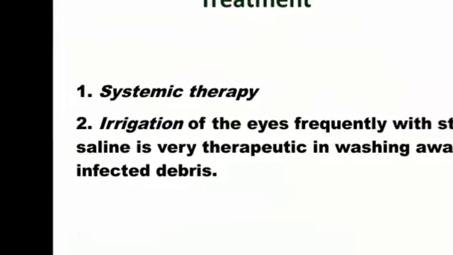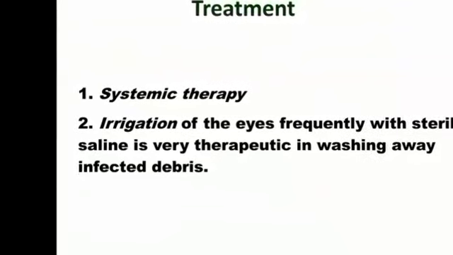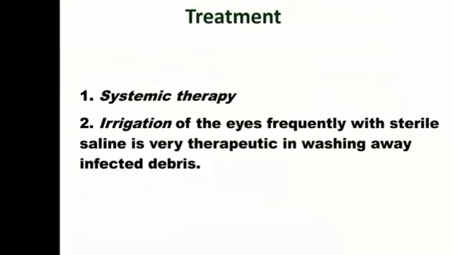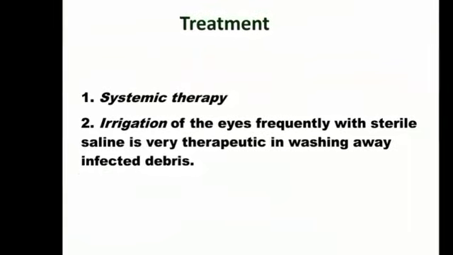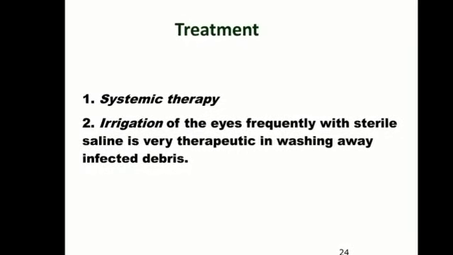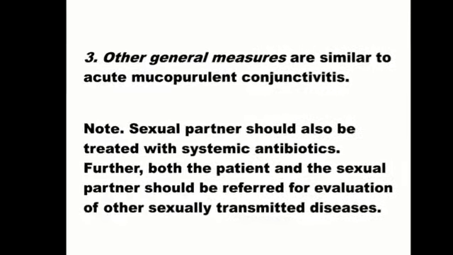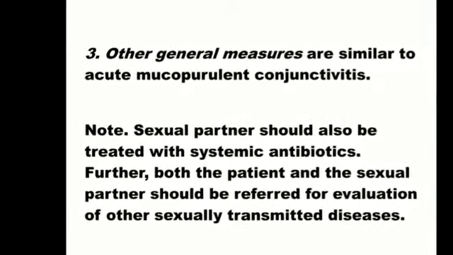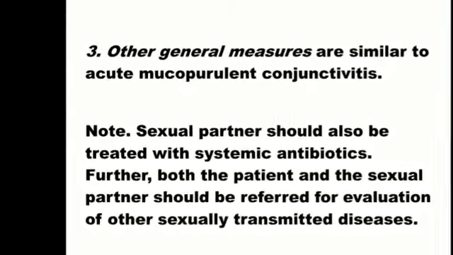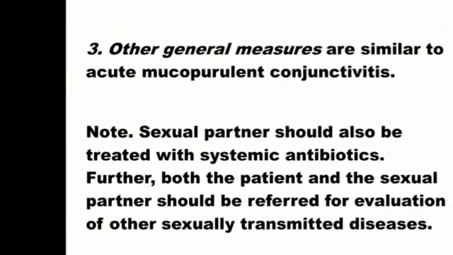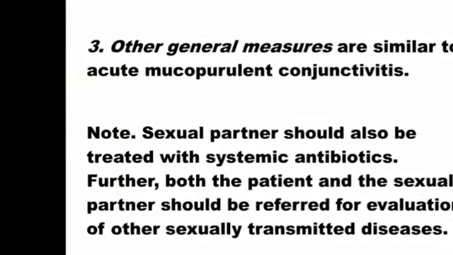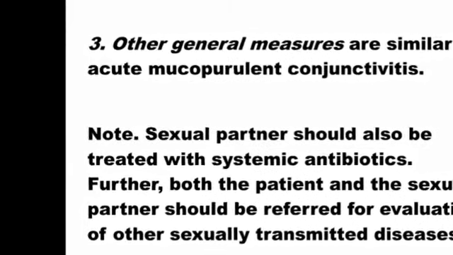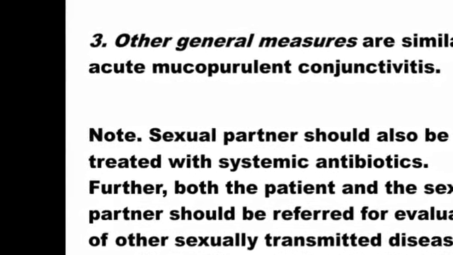Treatment includes systemic therapy. Irrigation of the eyes, frequently with sterile saline, is very therapeutic in washing away the infected debris. Other general measures are similar to acute mucopurulent conjunctivitis. Sexual partner should also be treated with systemic antibiotics. Further, both the patients and the sexual partner should be referred for evaluation of other sexually transmitted diseases.